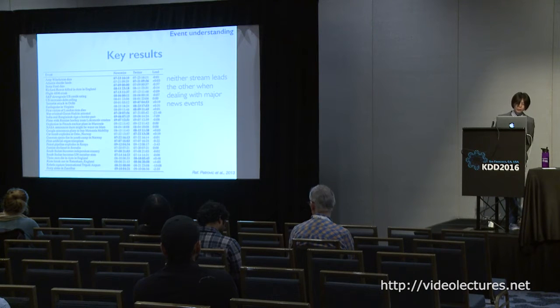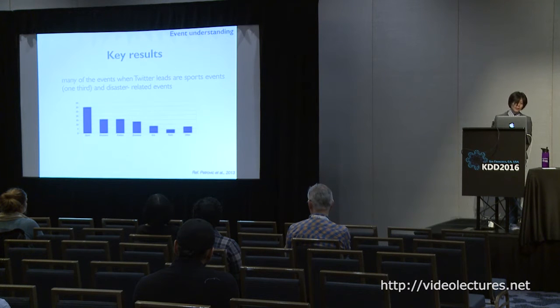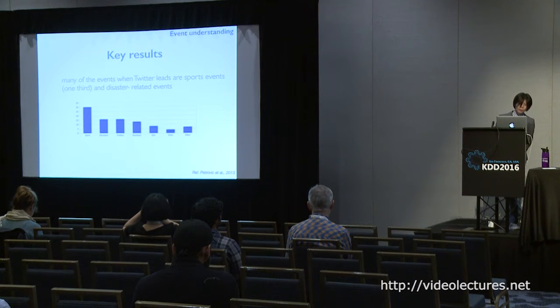And they show neither stream leads the breaking news. Twitter is not faster than mainstream news when dealing with these major events. But for minor events, Twitter can lead. Twitter can be faster or cover more than the mainstream news. There are some types of events where Twitter works especially well, for example, sports events or disaster-related events.